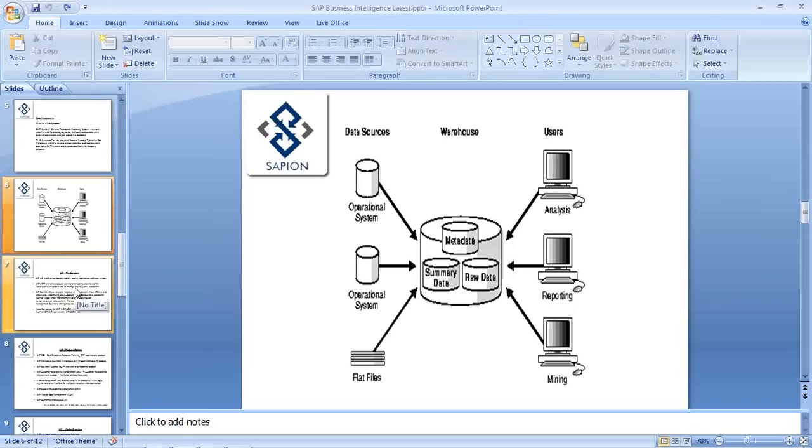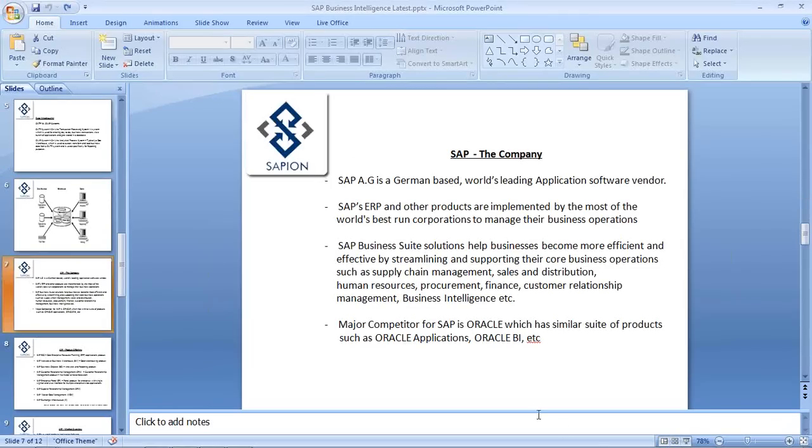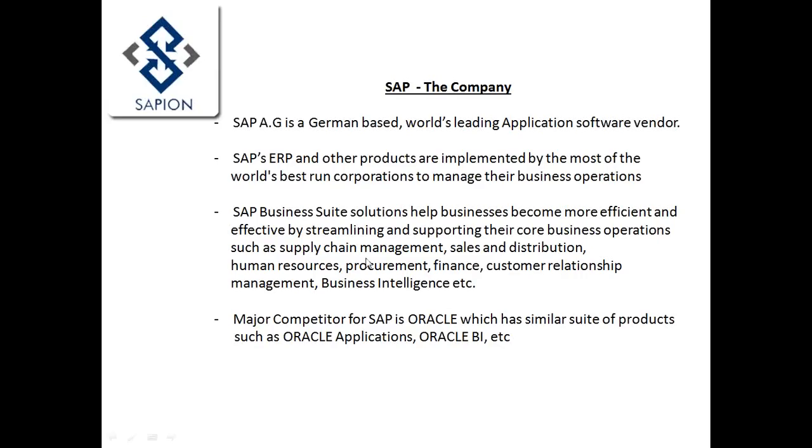The next slide is just an overview of what SAP is. First of all, SAP is a German-based company and it's the world's leading application software vendor. When I say application software, it is business application software, not Microsoft Office. Number two is SAP stands for Systems, Applications and Products in Data Processing. That's the full form of SAP.